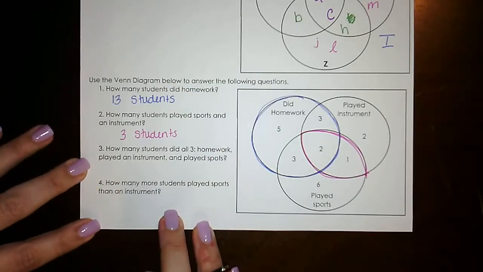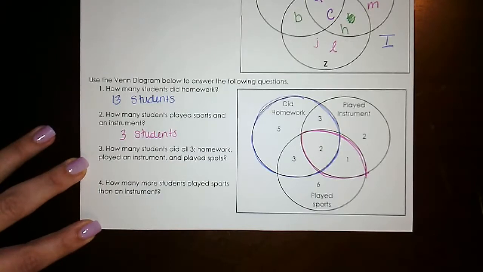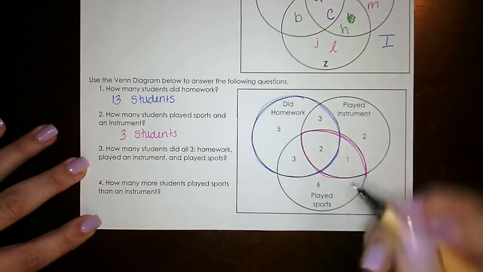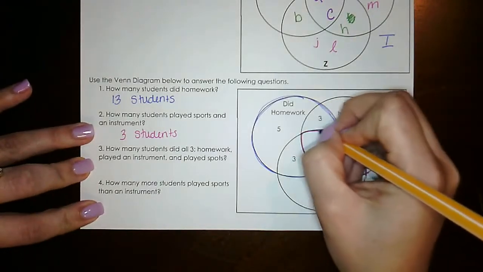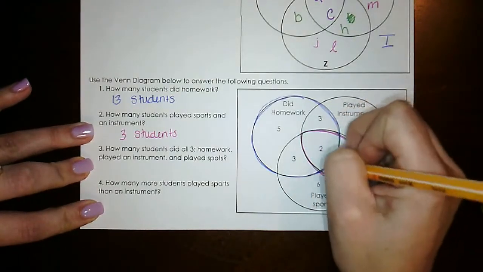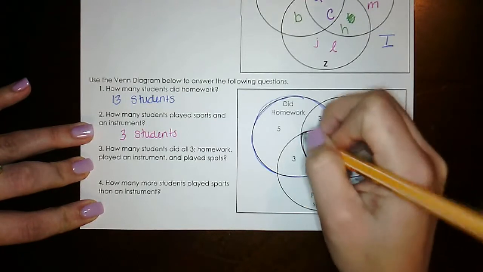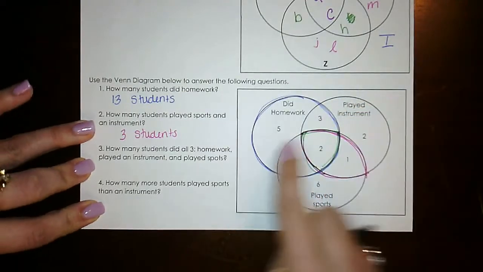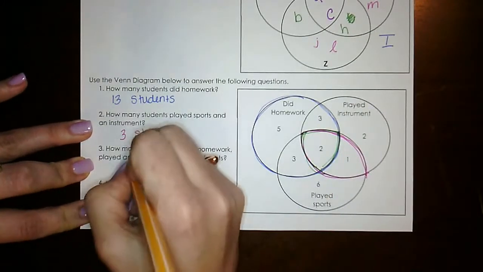Okay, next is how many students did all 3. So this is where all 3 circles intersect. And that's this part right here. So only 2 students did homework, played an instrument, and played sports.